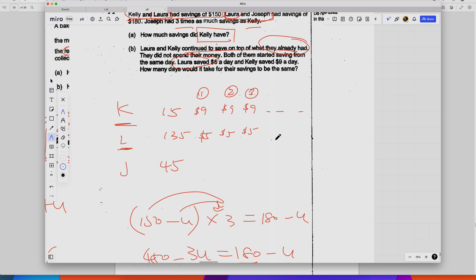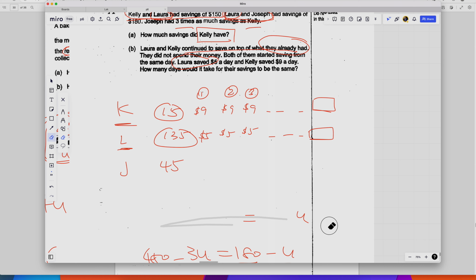So how many days until they reach the same amount? But of course, Kelly has $15 and Laura has $135 at first. So how do you do this kind of question? Any idea? Have you tried this kind of question before?